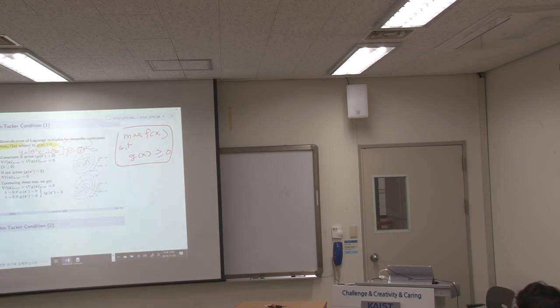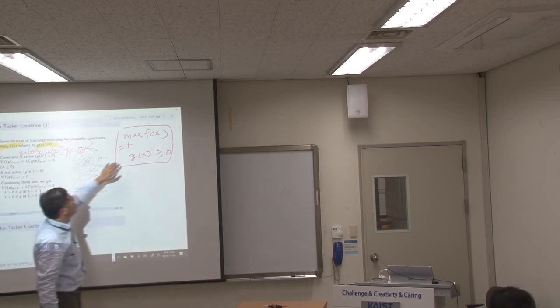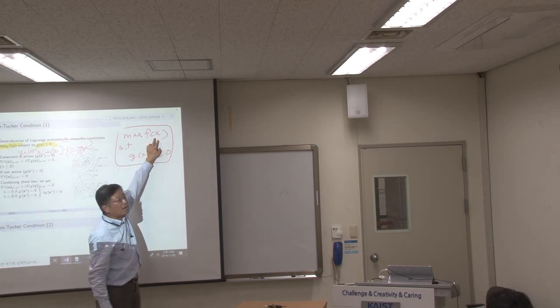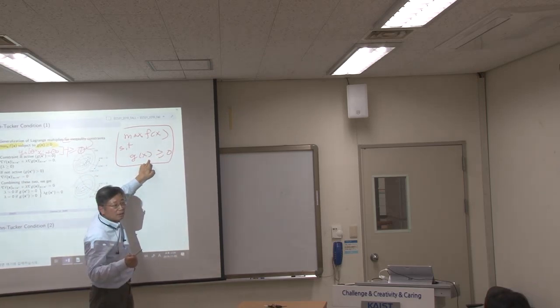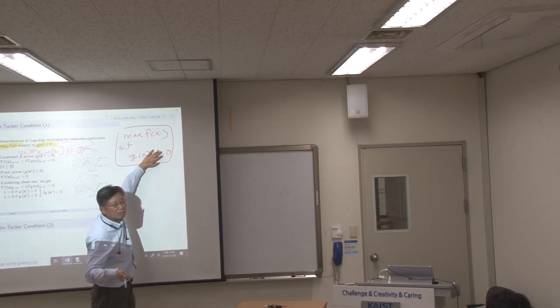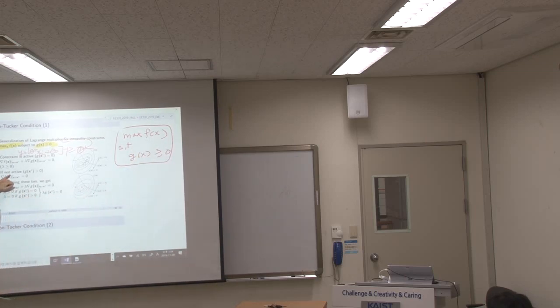So what does this say? In this situation, the x star that maximizes this automatically satisfies the constraint. I don't need the constraint. It's the same as just this one. And we call this case the constraint inactive. Inactive situation. Okay?